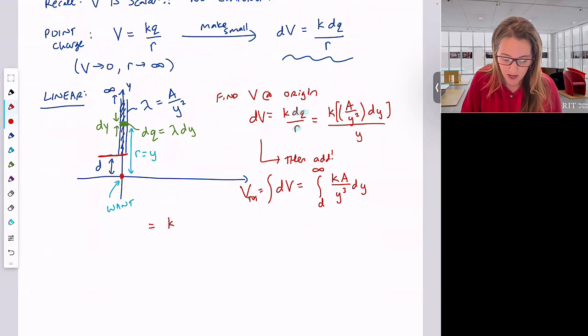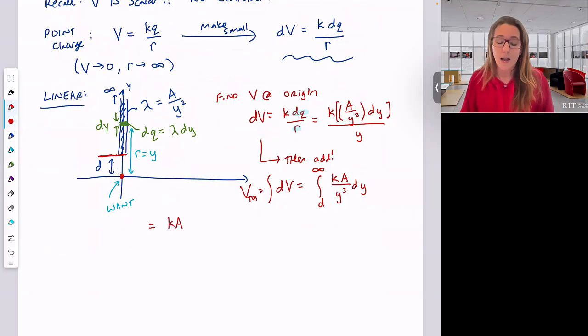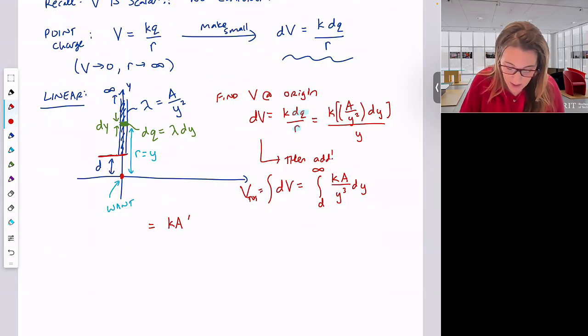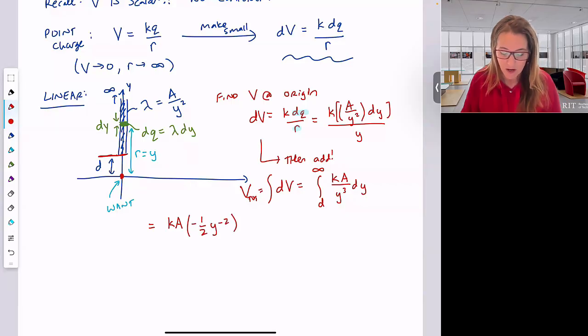We get here Ka times the integral of y to the negative 3, which is then just going to bring out a negative 1/2 y to the negative 2.